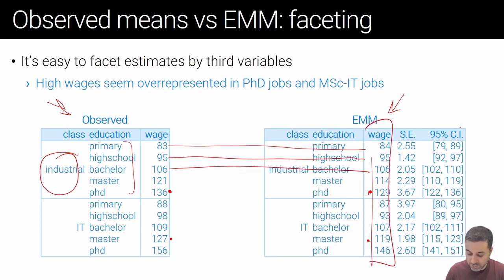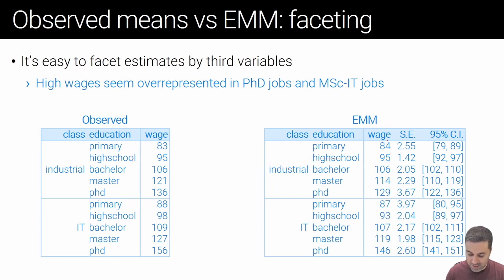And we can have confidence intervals. So here, for example, 95% confidence intervals for each of the estimates. Those also provide us a sense of variability in the estimates. So it's not just about this 84 here, it's about the variability of that 84. This is something that now the estimated marginal means allow us to compute for, in this case, different education levels faceted by job class.